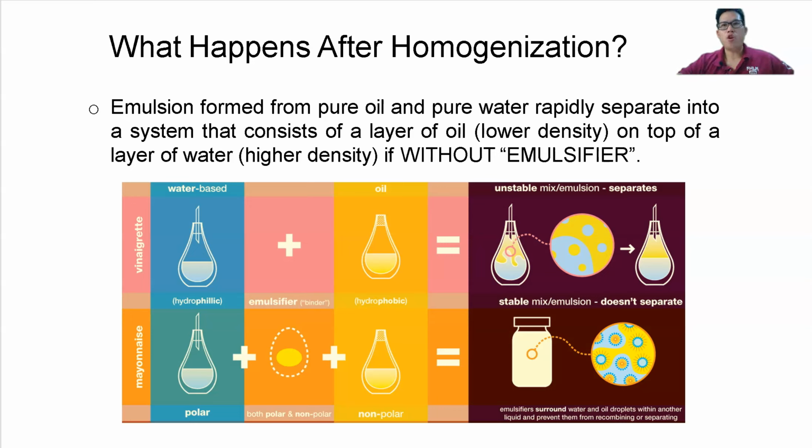So what happens after homogenization? So far what I have mentioned is only oil and water. Even though you can form what we call emulsions using just oil and water, because you input a lot of energy and make smaller droplets, they will very quickly separate back into a layer of oil and water without what we call an emulsifier. I'm going to talk about what an emulsifier is.